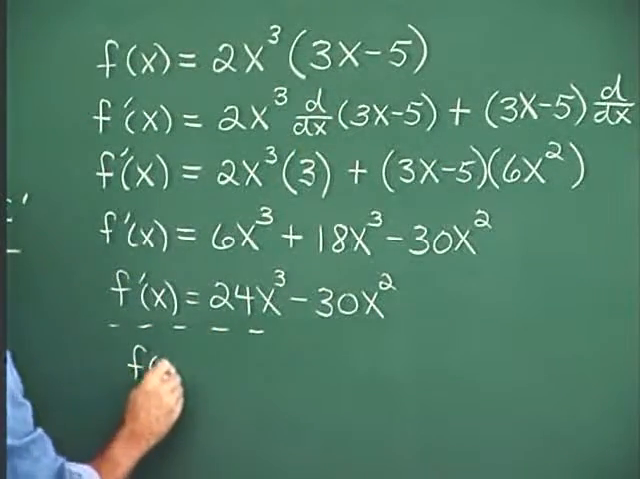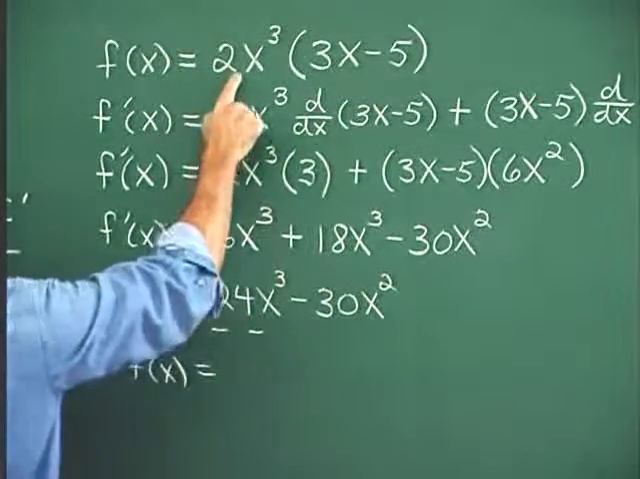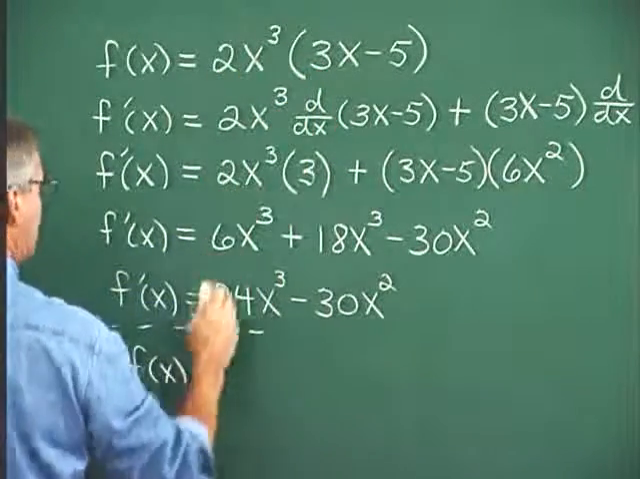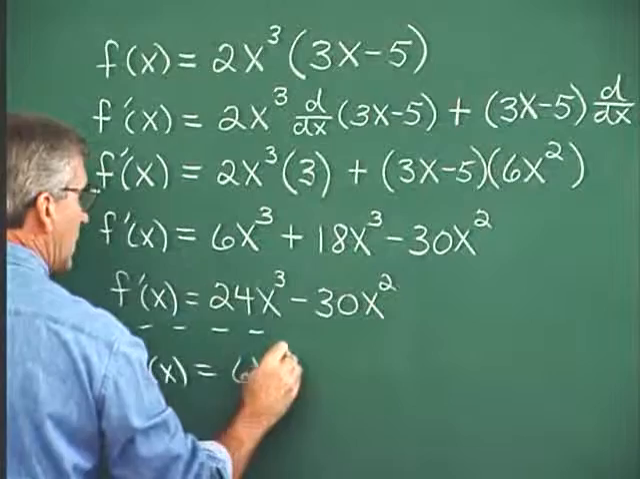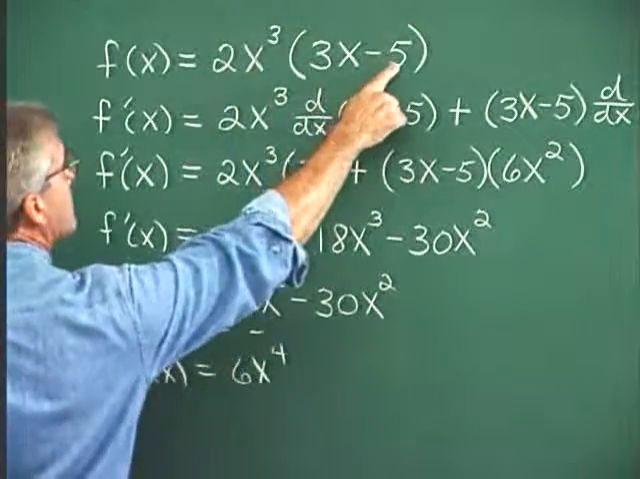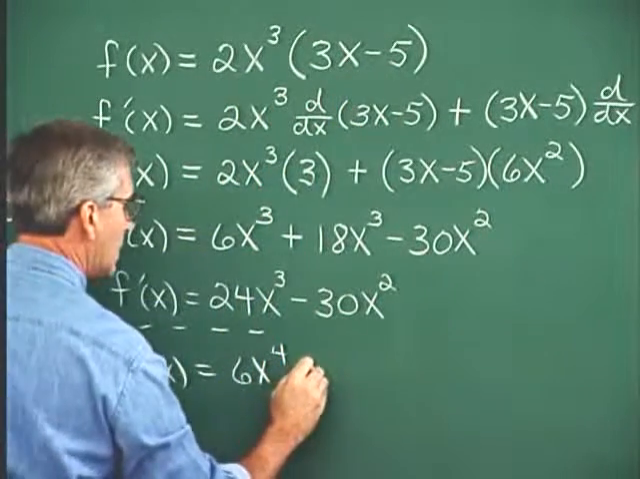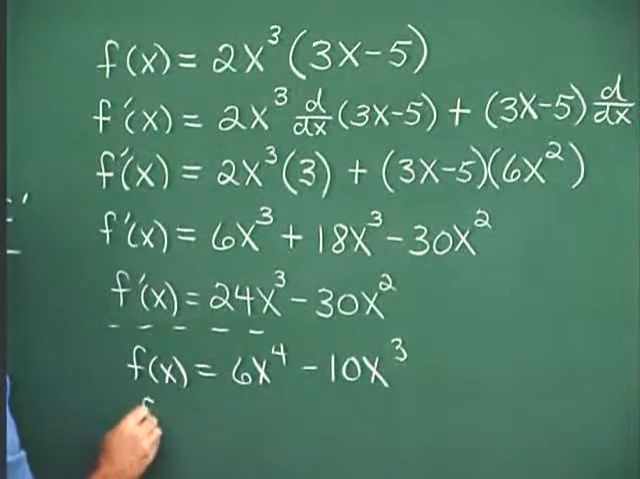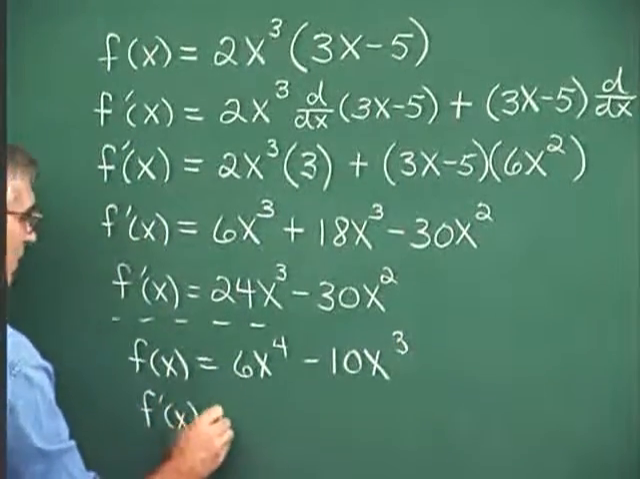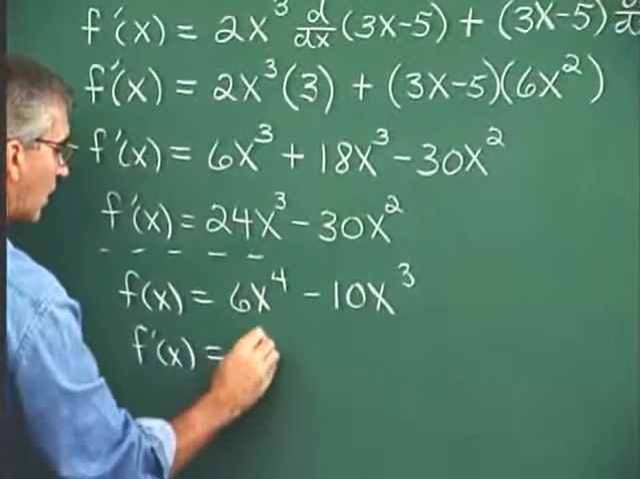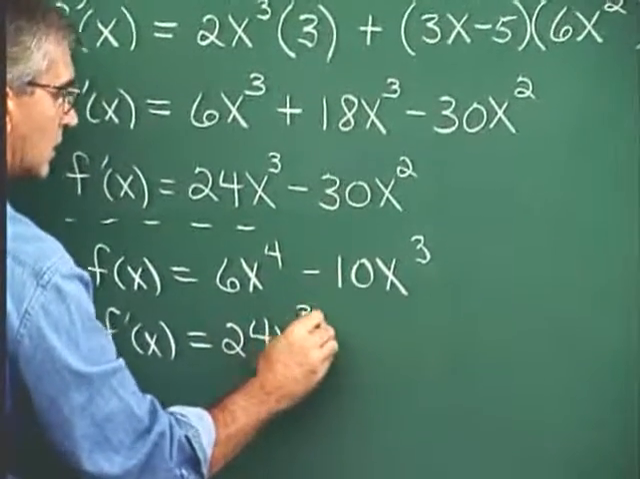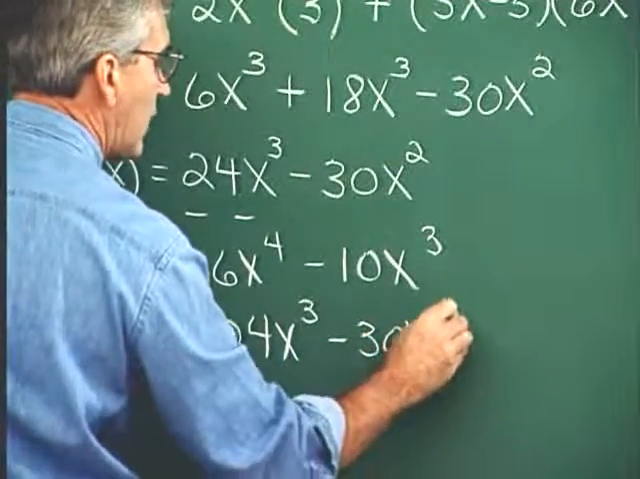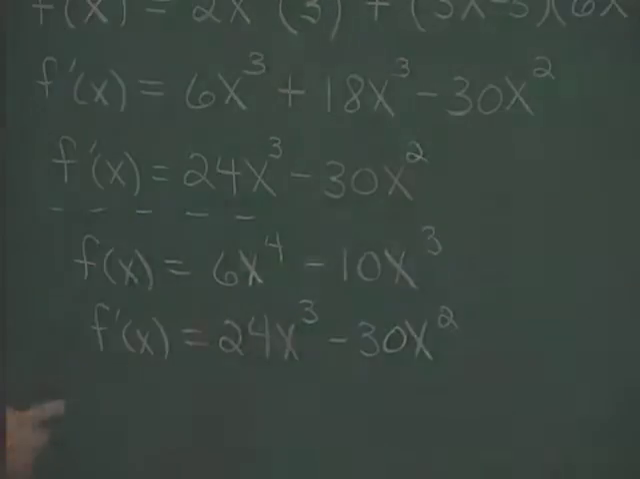So just change f of x into, let's see, 2x cubed times 3x. That's 6x to the fourth. And then 2x cubed times minus 5 is minus 10x cubed. And now the derivative is 24x cubed minus 30x squared, as we had before.